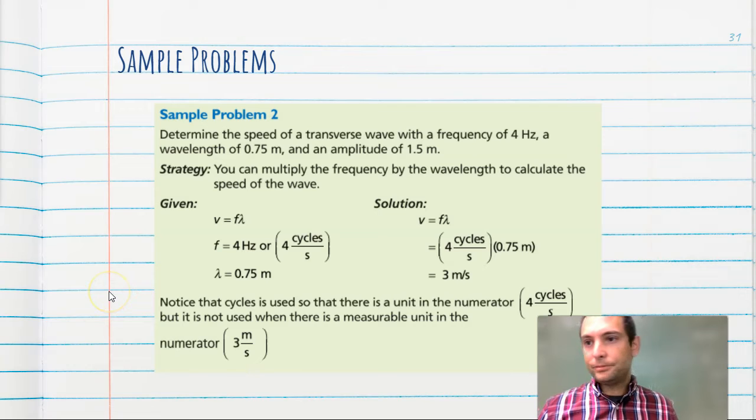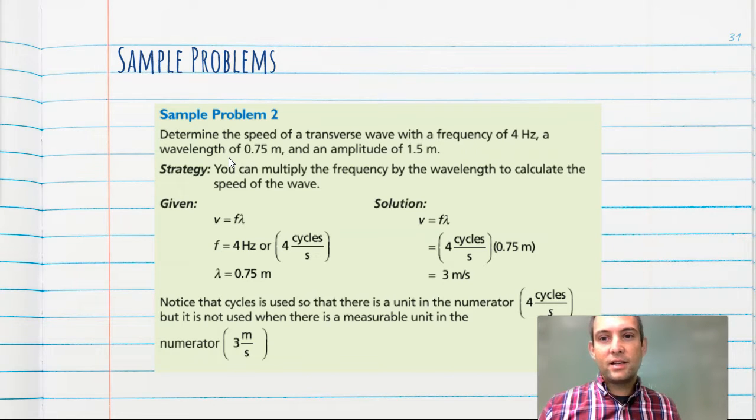v is speed. The next sample problem: determine the speed of a transverse wave with a frequency of 4 hertz, a wavelength of 0.75 meters, and an amplitude of 1.5 meters. Again, we can multiply the frequency by the wavelength to calculate the speed. So v equals f lambda, where f is 4 hertz and lambda is 0.75 meters. Notice the problem tells us the wavelength is 0.75. Problems aren't always going to be this direct, but if they are, we like it and we take it, and we perform the simple calculations to get 3 meters per second.